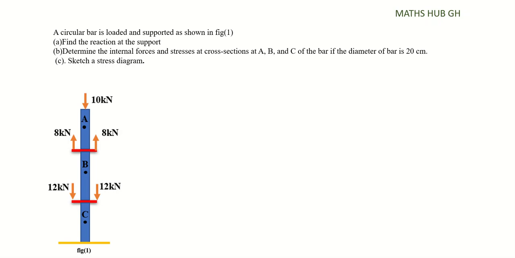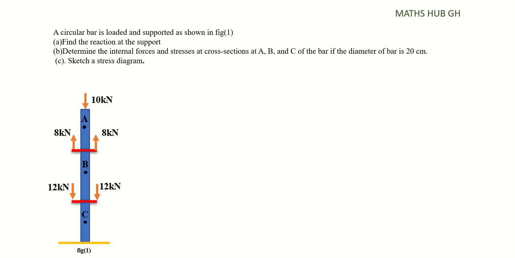In this video, you are going to solve this question I have here on the screen. The question says, a circular bar is loaded and supported as shown in figure 1. A. Find the reaction at the support. B. Determine the internal forces and stresses at cross sections A, B, and C of the bar if the diameter of the bar is 20 centimeters. And C. Sketch a stress diagram. So let's go ahead and solve the question.